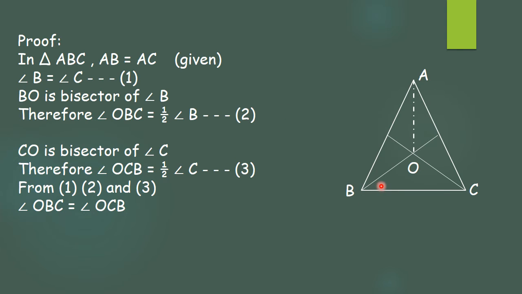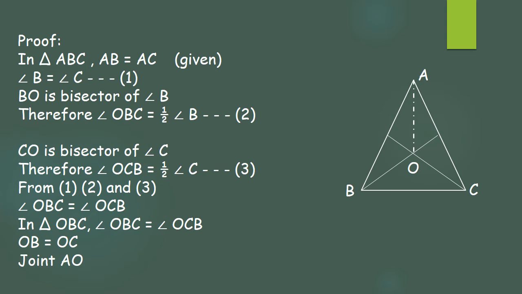Now these angles are equal in triangle OBC. So again we write, in triangle OBC, angle OBC is the same as angle OCB. In a triangle, if two angles are equal, then their opposite sides are also equal. Opposite of OBC is OC and opposite of OCB is OB. And so we get OB is equal to OC. There are two parts to be proved. First, OB is equal to OC, so the first part we have proved. Afterwards they have asked to join OA.